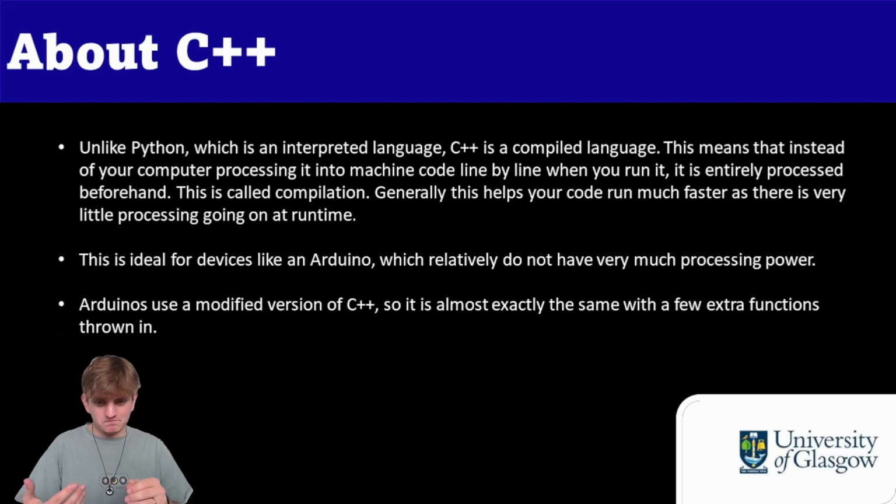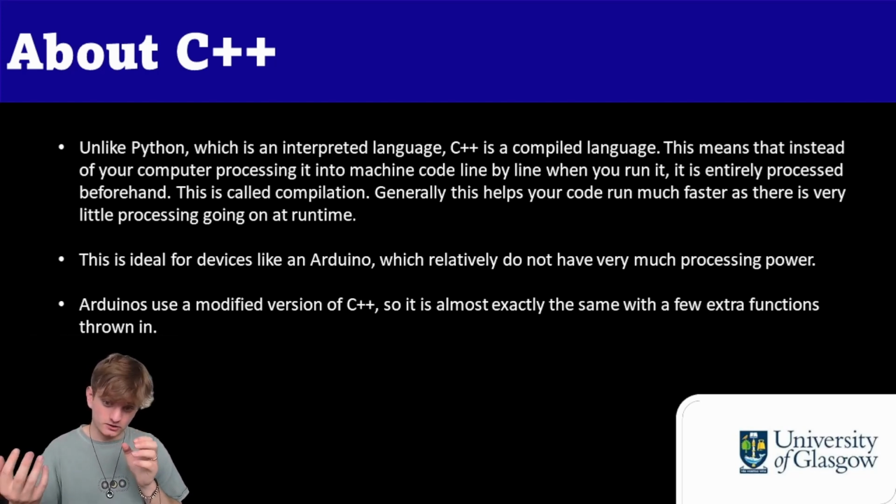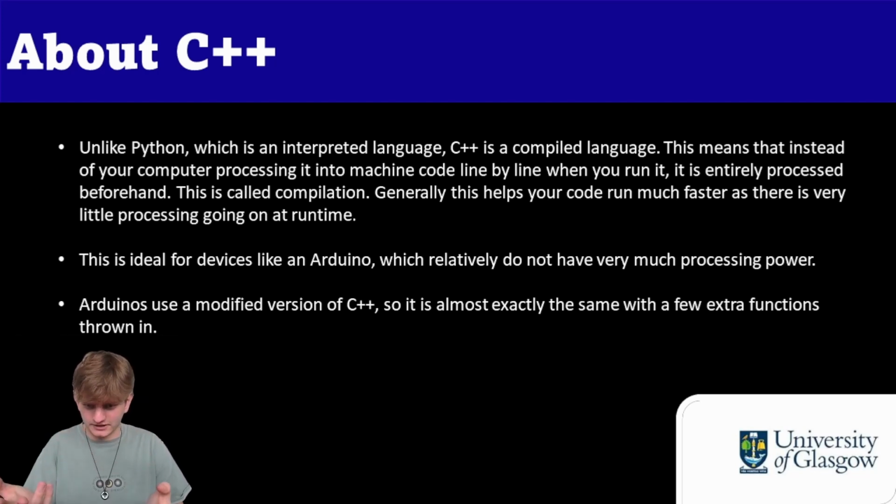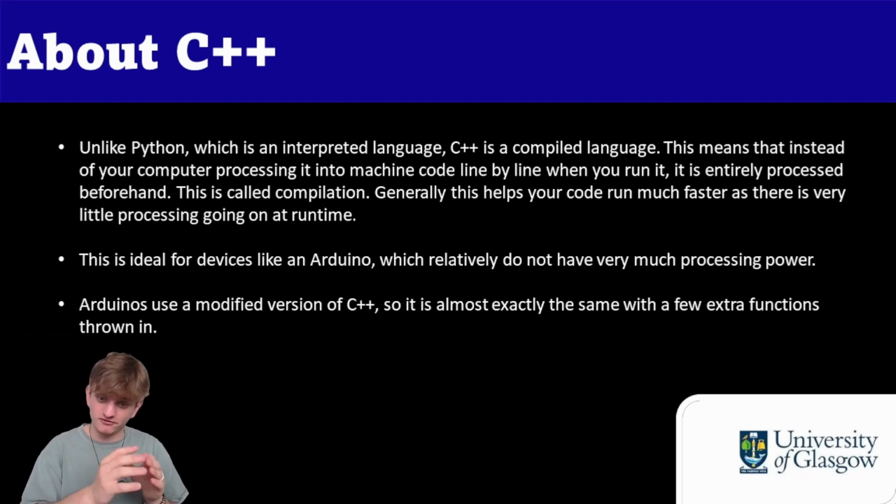What this means is that, for example, when you run your code on Python, your computer works through the code line by line as you run it, and it turns it into machine code, which is code the computer can actually understand rather than what you've written. C++, however, you have to do something called compilation, which is where, before you even run it, you have to turn all of that code into machine code first. So you do this beforehand, before you run it.